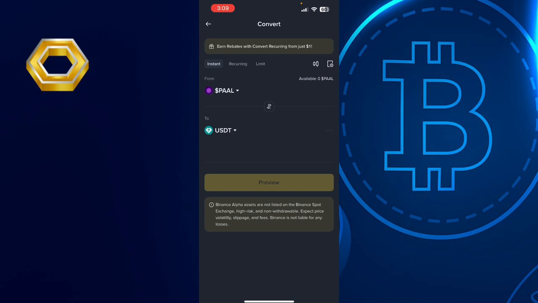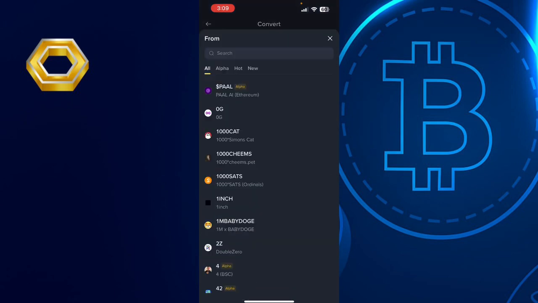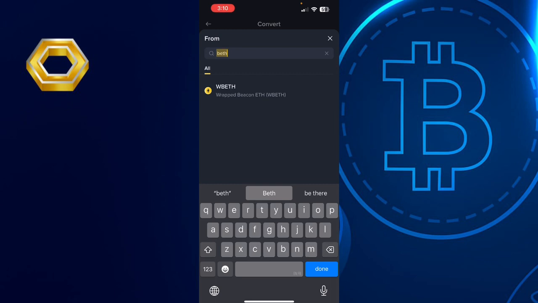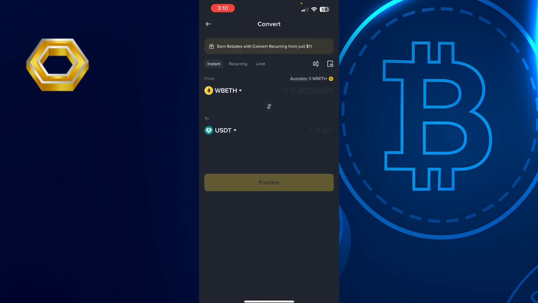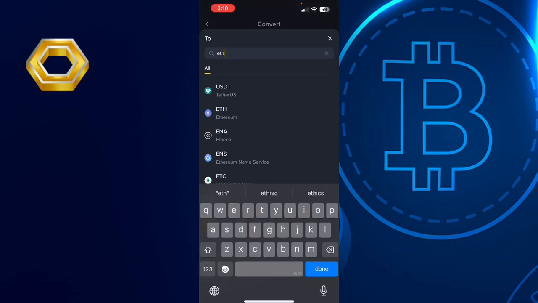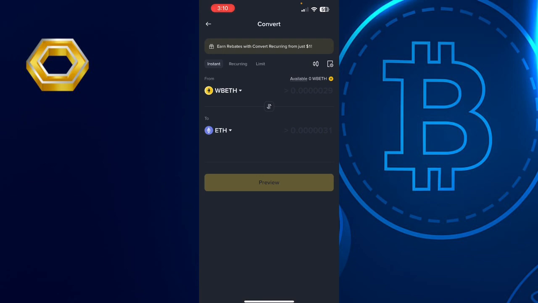And then right here on From, you're going to convert from, you're just going to search for BETH. So you're going to find WBETH, that's Wrapped Bitcoin Ethereum, instead of the other, because there's an update that happened around 2023, and due to that update, we're going to be using Wrapped Bitcoin Ethereum instead of Bitcoin Ethereum. So just go ahead and click on that. And at the bottom right here, just click on the arrow down and search for Ethereum. So just click on that. And now we are ready to convert.